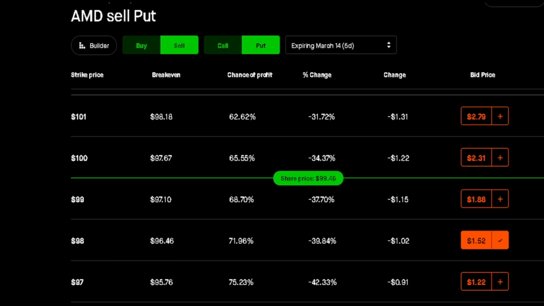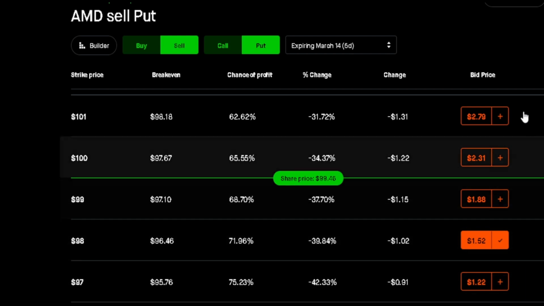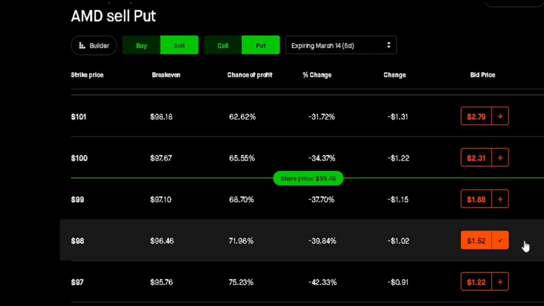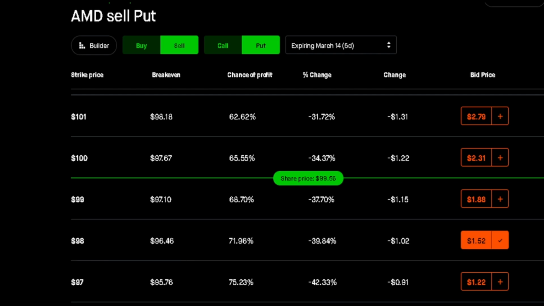For example, if you were looking at AMD as an option for the wheel for you, on the expiring this Friday, if you were to sell a 98 strike price put option, that means you'd be willing to buy 100 shares of AMD at $98, and you would be paid $152 for that options contract. I know it says $1.52 here, but a contract is 100 shares, so you multiply this by 100, so you get $152.